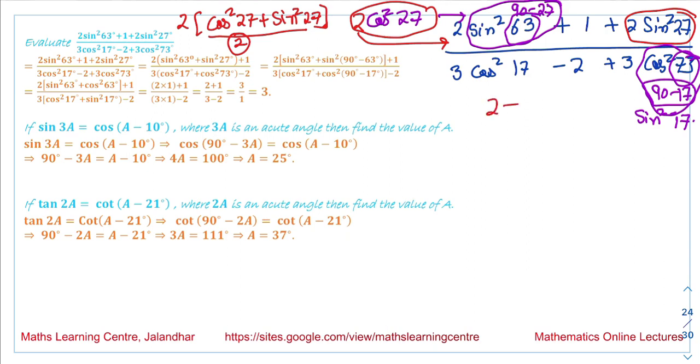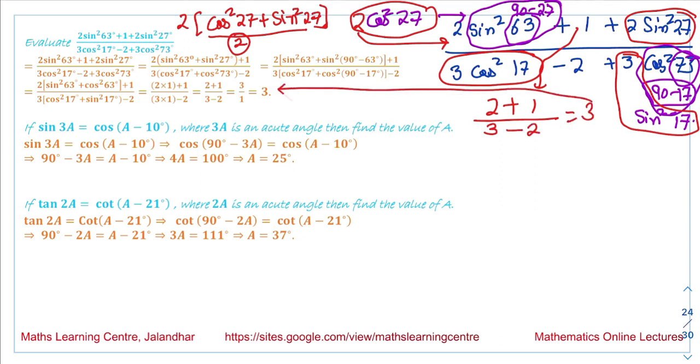So the numerator will become 2 plus 1 over. From the denominator we are saying it is 3 sine square 17, 3 cos square 17, 3 is common, minus 2. So the answer we are getting is equal to 3.